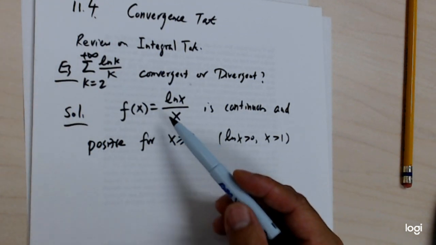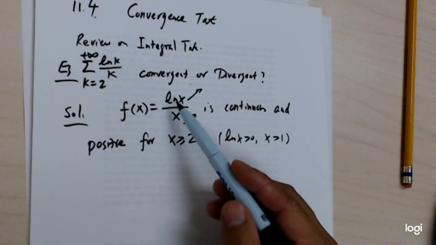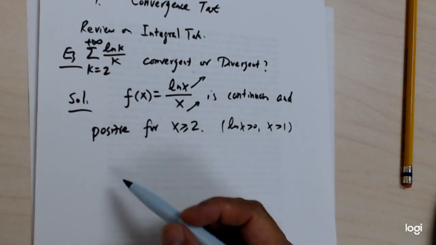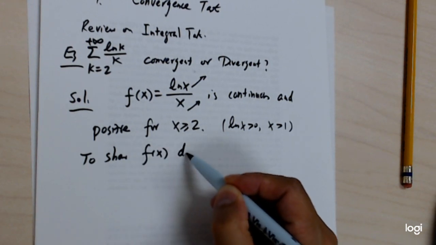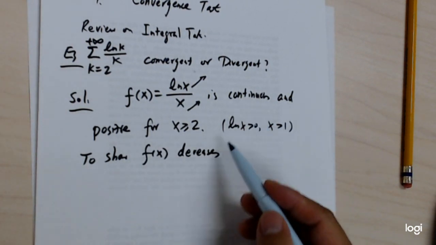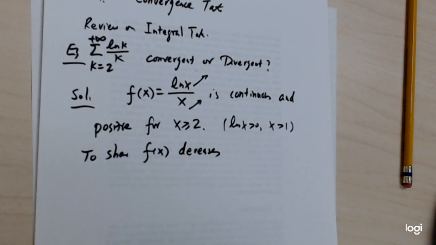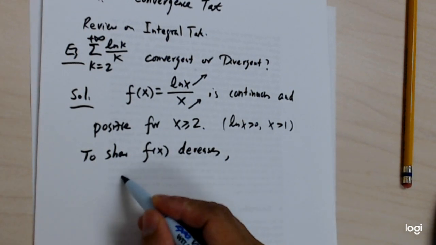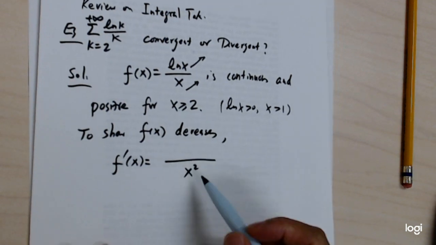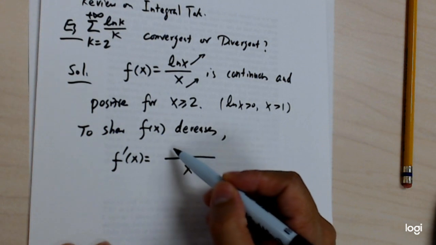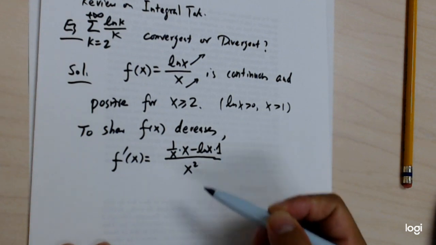Decreasing, however, is less trivial. Ln x increases, so the combination is less trivial. So to show f of x decreases, these are the 3 conditions before I can even apply the integral test. To show this guy decreases, we calculate its derivative and show it's negative. I'm going to use the quotient rule here. So that's the quotient rule.